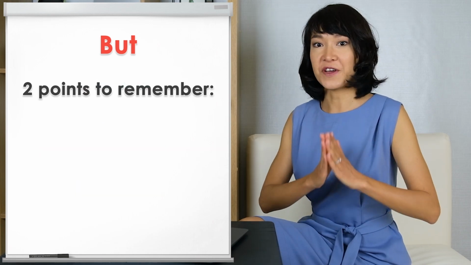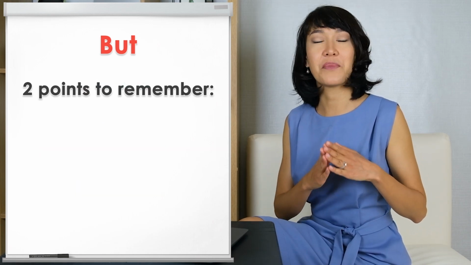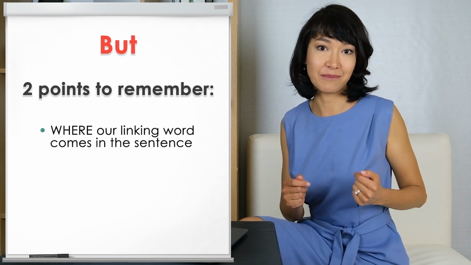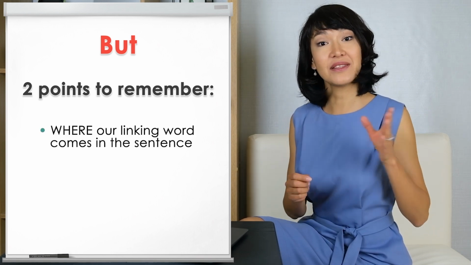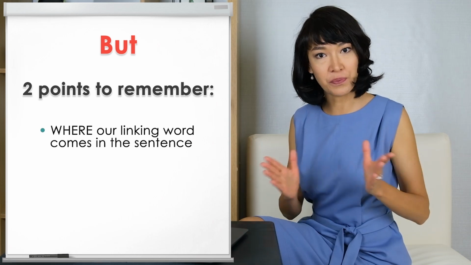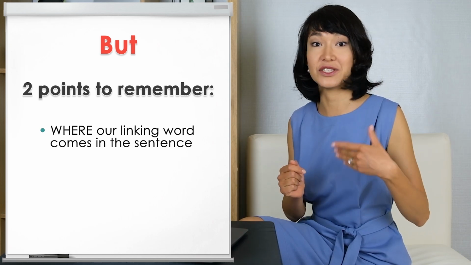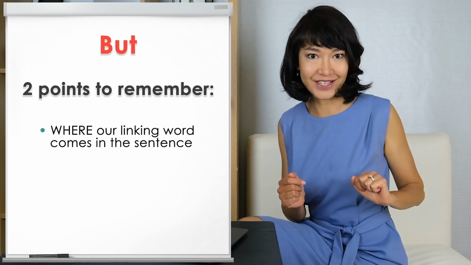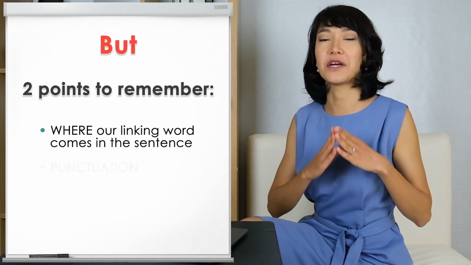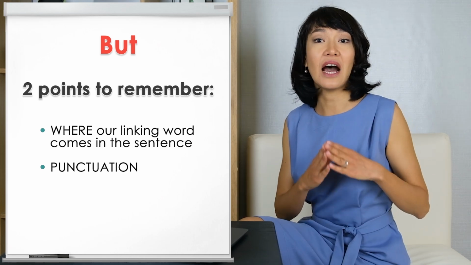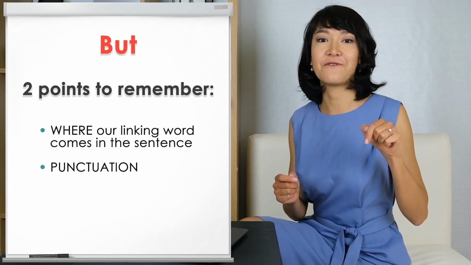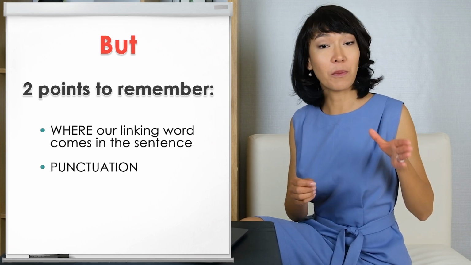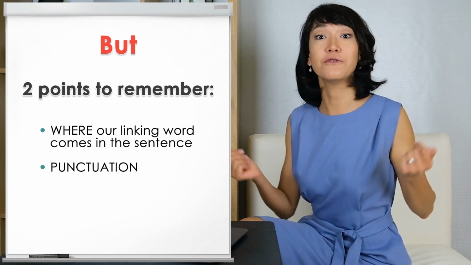There are two very important points to remember and practice here. The first is where our linking word comes in the sentence. Does it come in the middle and join the two parts of the sentence, the same as but? Or can we put it right at the beginning of the sentence? The second point is punctuation. Remember that the IELTS examiner will be looking very carefully at your punctuation. When do you need to use a comma or semicolon or a full stop?